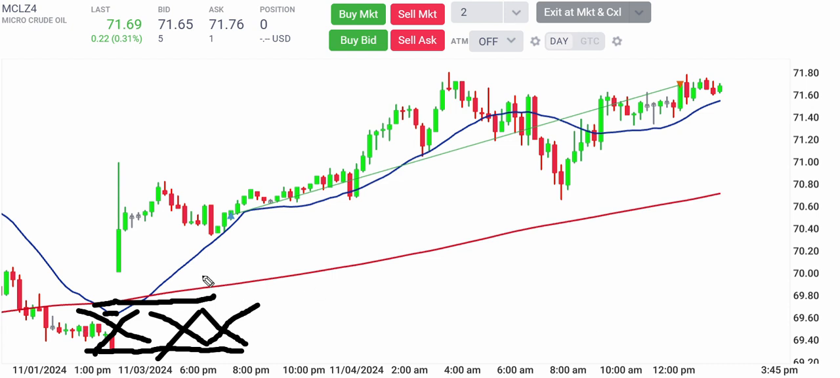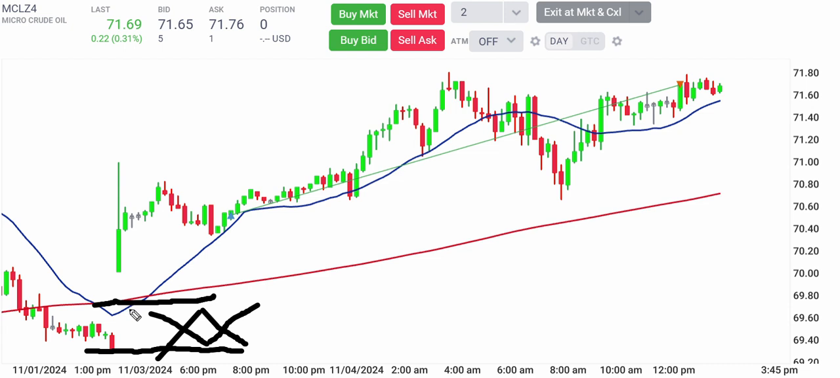Again, we have the opening zone right here. As you can see in the opening zone, we have something very interesting. We have the 20 and the 200 in relative close proximity. They're very close right here. As the day progressed, they got wider. But here, they're touching each other. They're right next to each other.